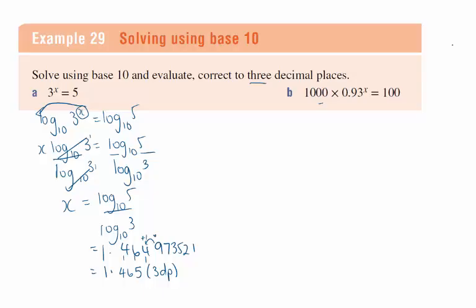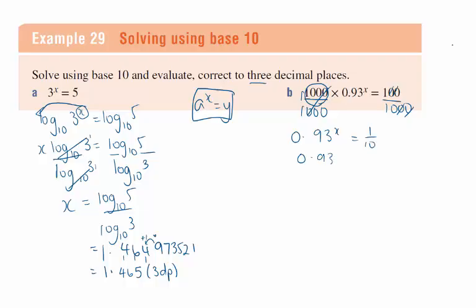Okay, so again, like we did with our previous one, we're going to divide both sides by 1,000 first because we want it in the ax equals y form. We want it in that form so we can play with it. So that leaves 1. So 0.93^x equals 1 over 10. Will we just put it as a decimal?